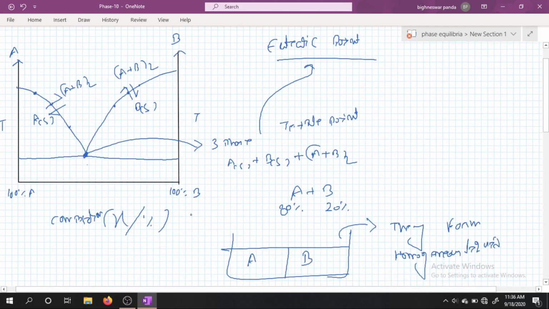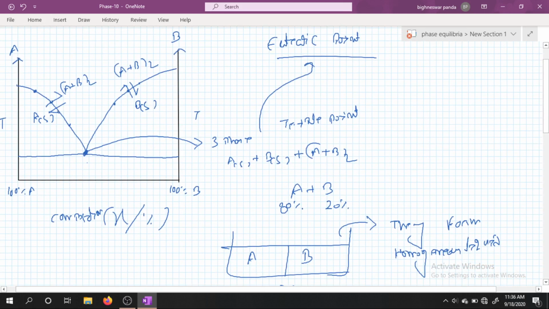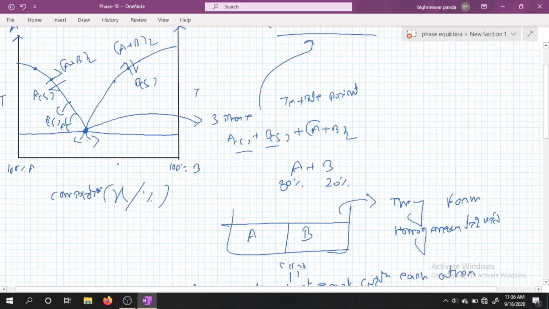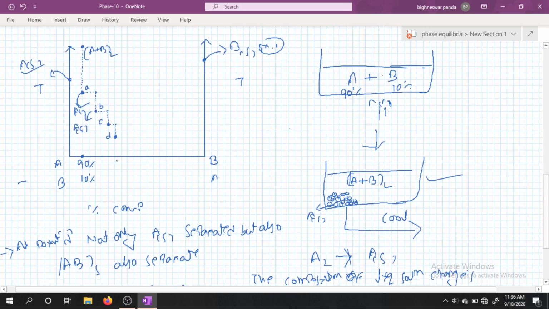In case of a eutectic mixture, what happens here? Here A solid is converted at this point. Here A solid and B solid both are separated out, and both AS and BS are converted into solid. But here B solid is not separated out. Ultimately AB solid is being formed at point D.